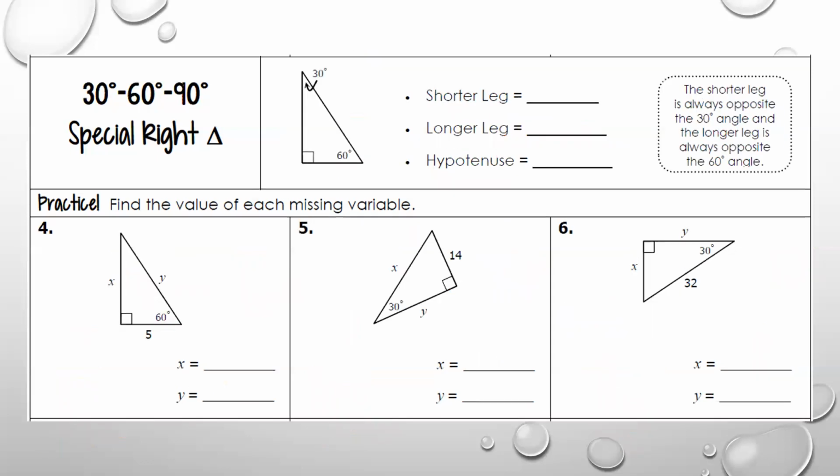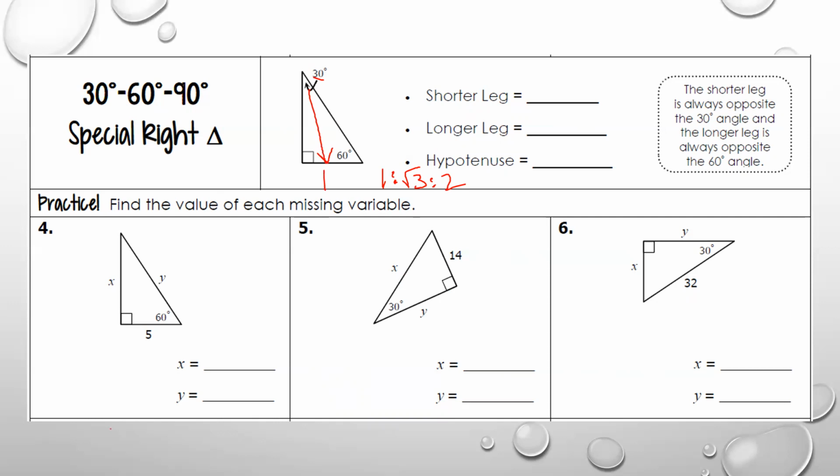Okay. There's another type of special right triangle, and this one is called a 30, 60, 90. Again, it's getting its name from the angles that are in the triangle. In a 30, 60, 90, the sides will always be in the ratio 1 to root 3 to 2. The shortest leg will be across from the smallest angle. 30 is the smallest, so the side across from that is 1. The medium side is root 3.